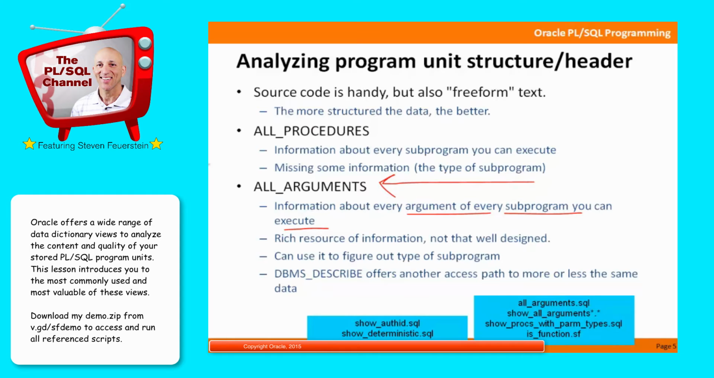And by the way, you can also get a lot of the same information about the arguments of a procedure from the DBMS_DESCRIBE built-in package. So ALL_ARGUMENTS and DBMS_DESCRIBE each do roughly the same thing, and each of them have some drawbacks. I often use them in conjunction, one with the other, to get a full set of information about my program units. Let's take a look at some examples.